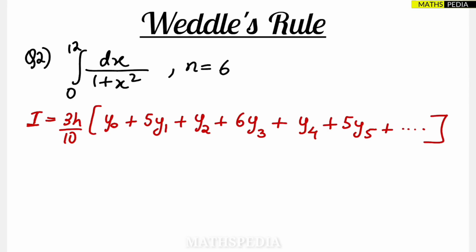So we are taking up the second problem. Here it is given dx by 1 plus x square. Okay, so it is basically 1 by 1 plus x square, and the lower limit and upper limit is given, and n value is also given.